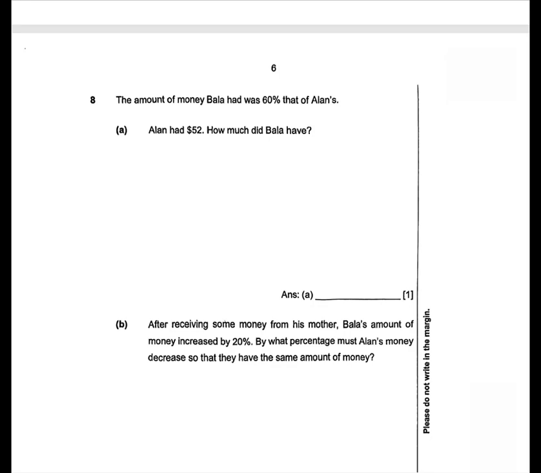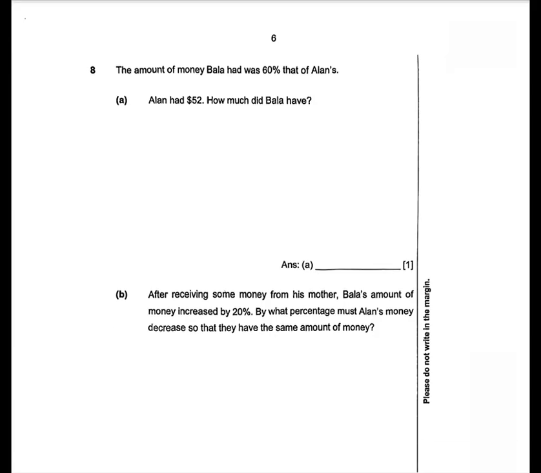The amount of money Bala had was 60% that of Alan. Alan had $52. How much was Bala's money? Or how much did Bala have? Bala had 60% of Alan, and Alan had $52. So Bala's money is equal to 60% of 52, which is 60 by 100 times 52. So it's a matter of calculation. See how much it comes to. 60 times 52.